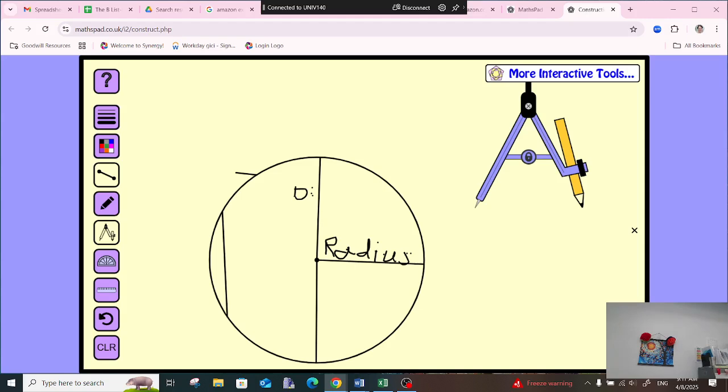You have endpoints on the circle. So this one's diameter. This is radius. Chord is a chord. Now, this one you would write chord. This one we write diameter. This one's radius. There's going to be two more you're going to draw.